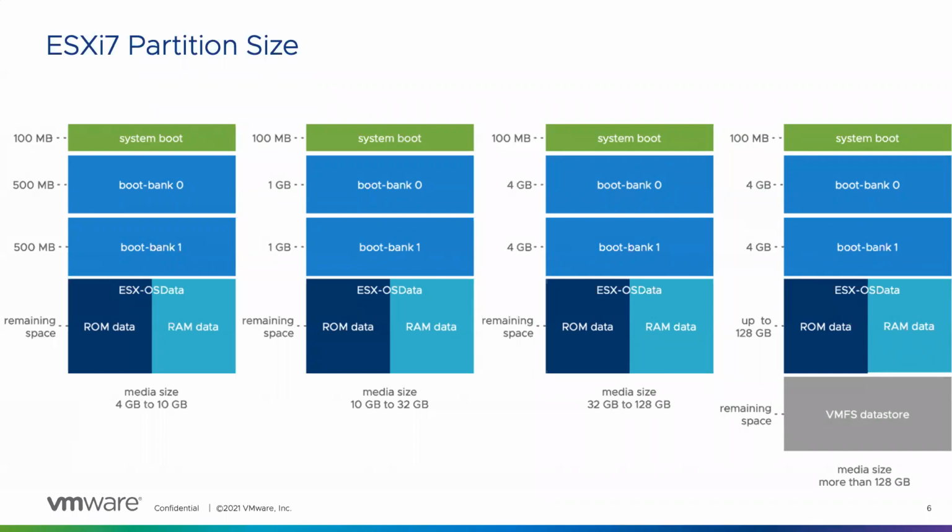So by increasing the partition size, we are essentially allowing the capability to install more and more solutions within the ESXi host in the form of VIBs. Similarly, if you use a boot media size of 32 GB to 128 GB, your boot bank partition further increases from 1 GB to 4 GB, which means you are capable of installing more and more VIBs on the ESXi host. And whatever space is remaining will be consumed as the ESX-OSData partition.